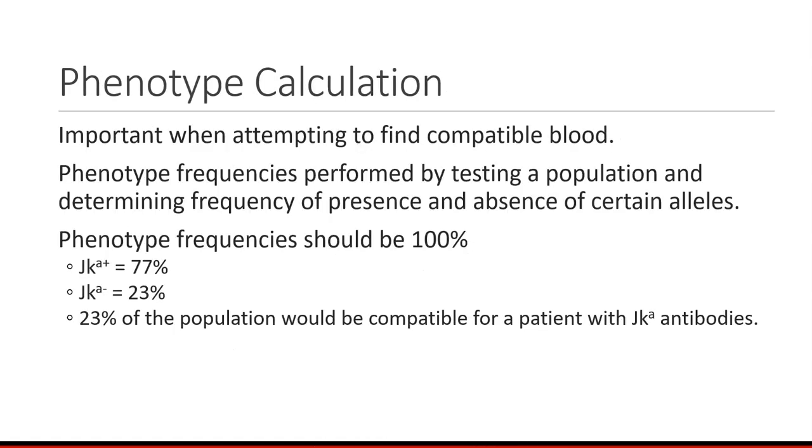The phenotype calculation is very important when you need to find compatible blood for a patient who has multiple antibodies. Phenotype frequency is performed by testing a population and determining the frequency of presence and absence of certain alleles. The phenotype frequency should be 100%. For example, if your patient has anti-JKA, 77% of the population will be JKA positive, 23% will be JKA negative. So you have a 23% chance of finding a compatible antigen negative unit of blood for a patient. So that's about 1 out of 5.